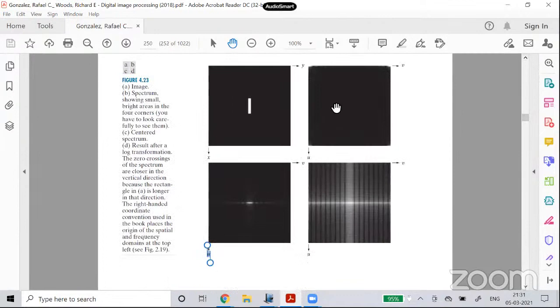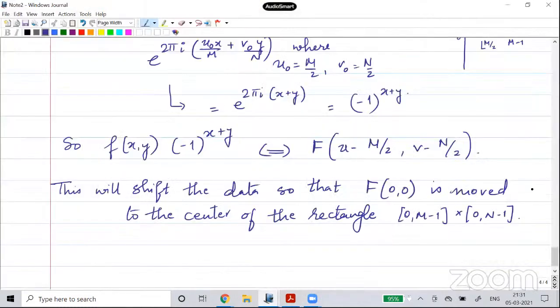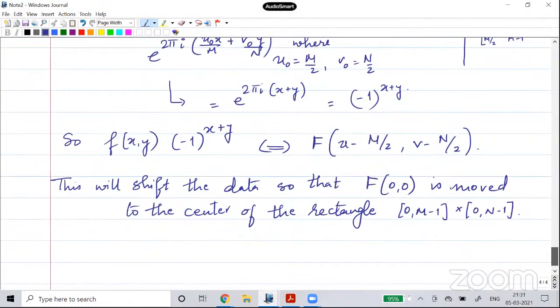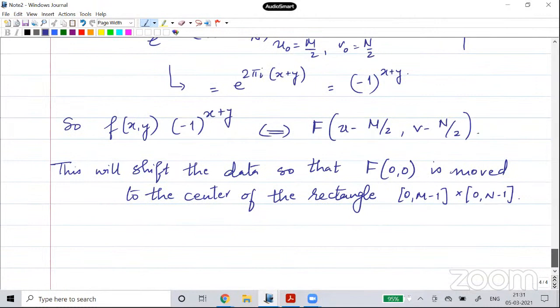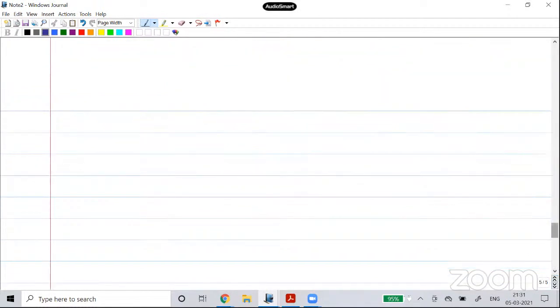So the action was happening at these corners. Now that has been moved to the center exactly by this process. The original function was multiplied by (-1)^(x+y), so that the corners move to the center here.